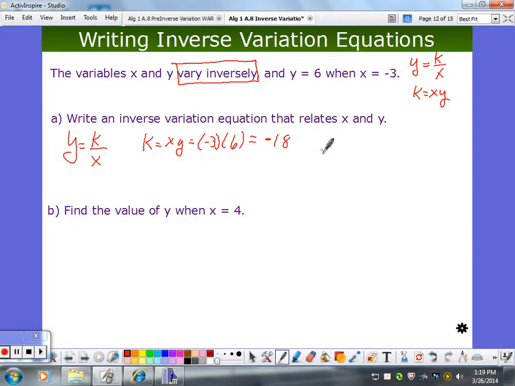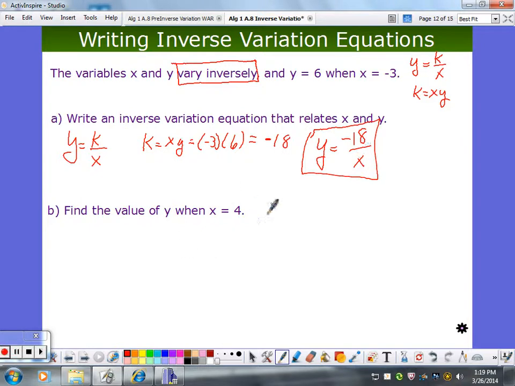So Alex, what's the equation? Y equals negative 18. Great. Y equals negative 18 over x. Just find the k, put it back in, substitute it in the actual equation. Remember, don't do the silly stuff that happened with direct variation, where we didn't understand what I meant by what's an equation. I want the y, I want the x. You find the value for k.